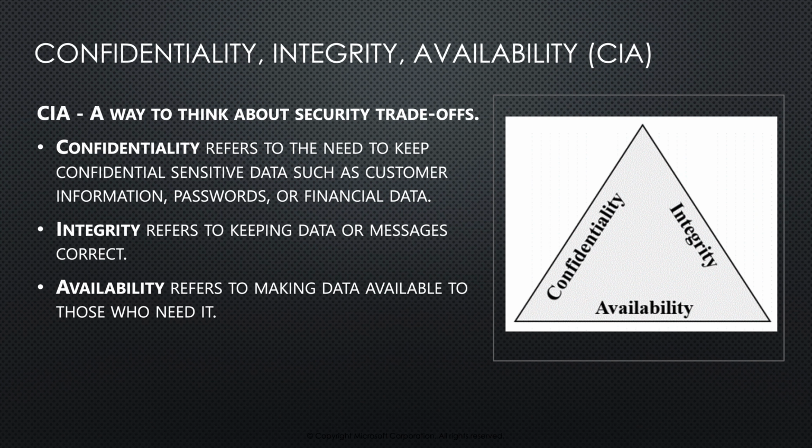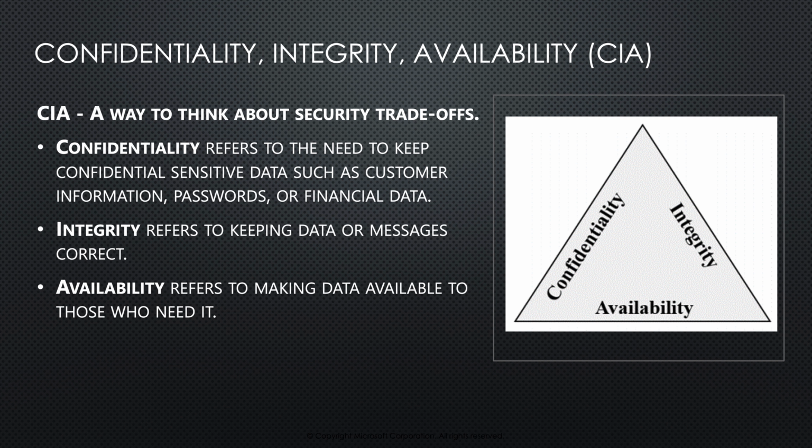Pick up any computer book, you're going to see this on page 101: CIA. No, this is not the Central Intelligence Agency. This is confidentiality, availability, and integrity. Confidentiality refers to the need to keep things confidential, such as sensitive data, customer information or PII, personally identifiable information, and so on.